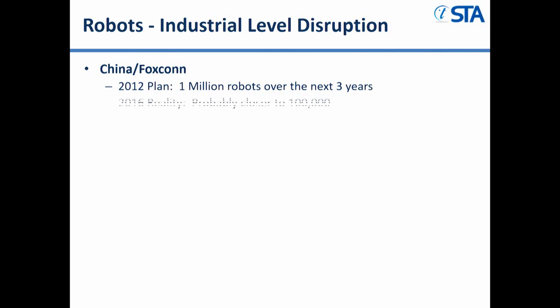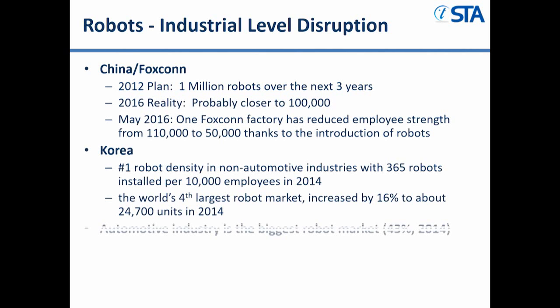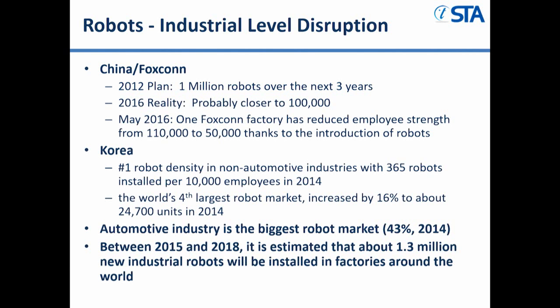Well, if we take robots as an example, what we can see on this slide, you may have heard of Foxconn. Foxconn is a Taiwanese company. They have many employees, over 1 million employees. And you can see there at the top of the slide, in 2012, their plan was to put in 1 million industrial robots over the next 3 years. Well, in 2016, the reality is that it's probably closer to 100,000. But the idea is there.